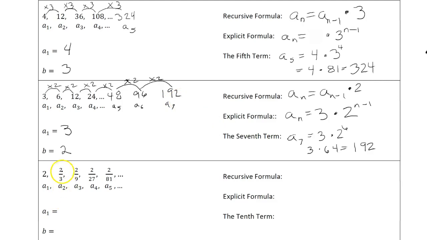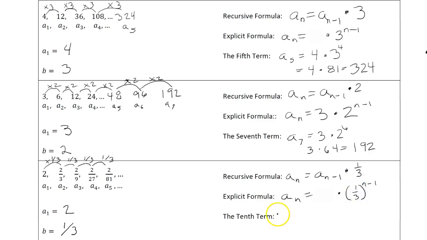Sometimes the ratio can be a fraction. In this case, the first term is 2. 2 multiplied by 1/3 makes 2/3. 2/3 multiplied by 1/3 makes 2/9, and multiply by 1/3 again for 2/27, and then 2/81. The ratio is 1/3. Thus, the recursive formula is a sub n equals the previous term times 1/3. The explicit formula would be a sub n equals 2 times 1/3 to 1 less than the power of n.